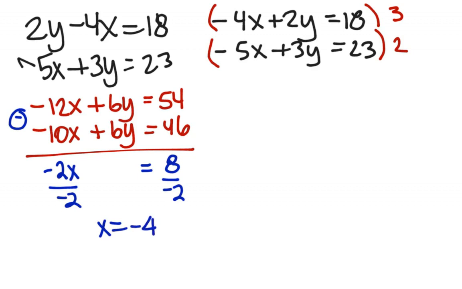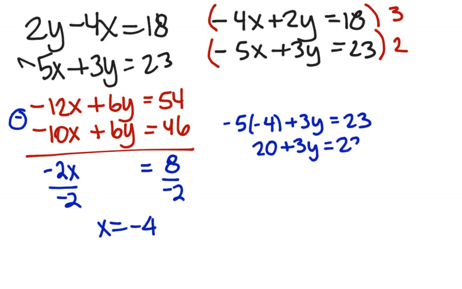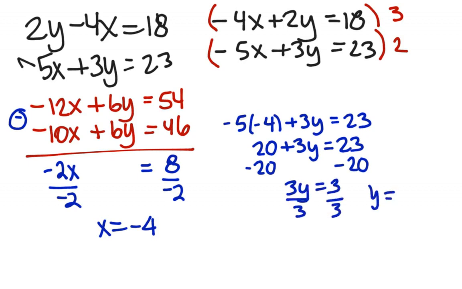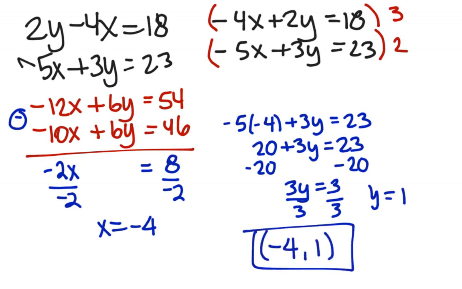I can now go back and find y, and I'm going to use one of my original equations. I'll use the second one. Negative 5 times negative 4 plus 3y equals 23. So we have 20 plus 3y is equal to 23. Subtract 20 from each side. 3y is equal to 3. And divide each side by 3. y is equal to 1. Again, in alphabetical order, negative 4, 1 will be my solution to this system.